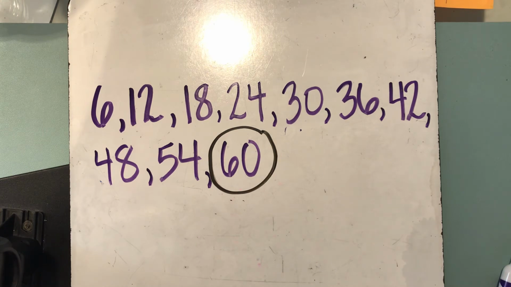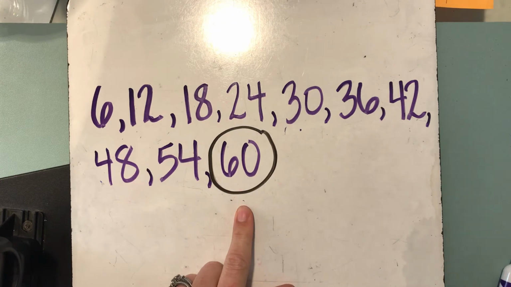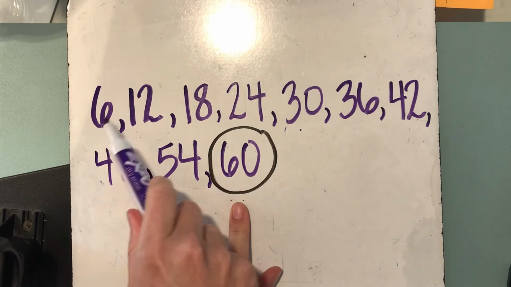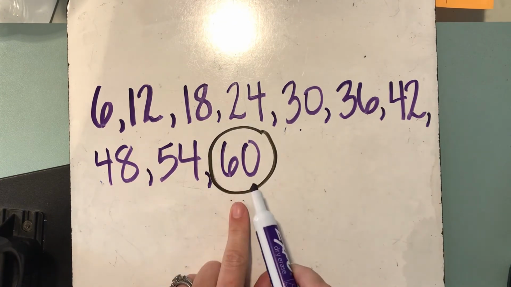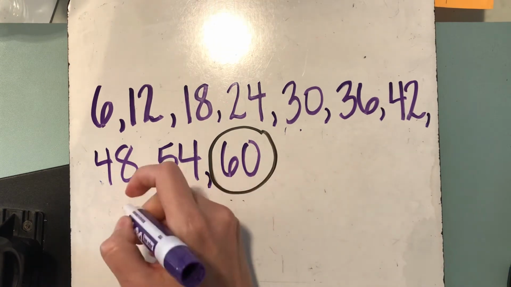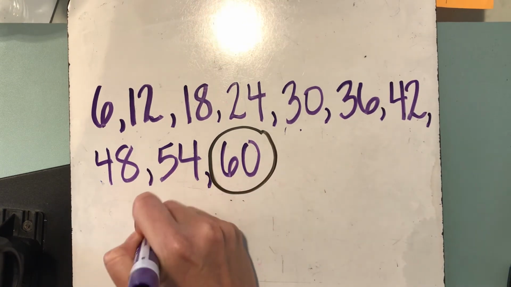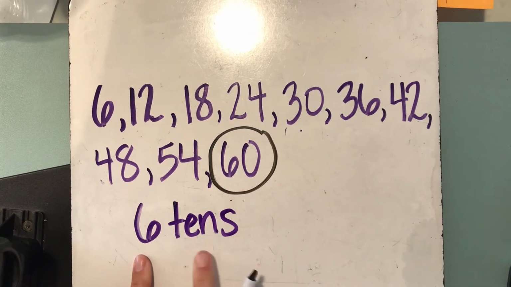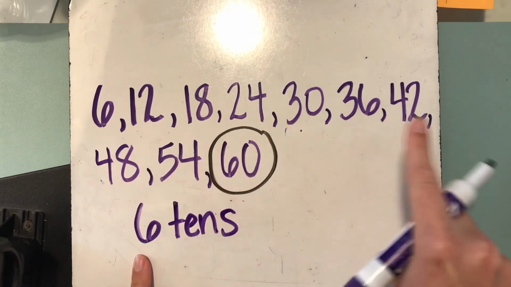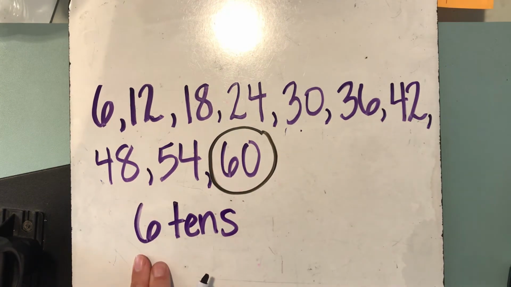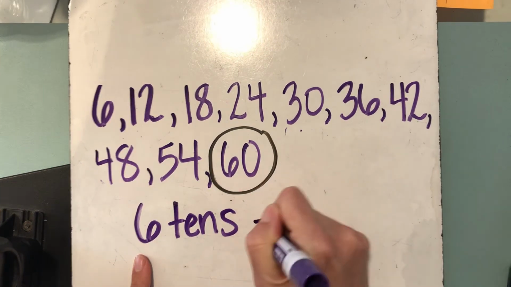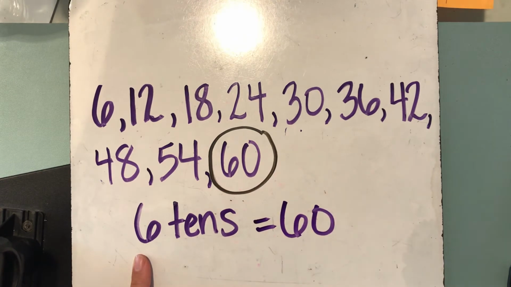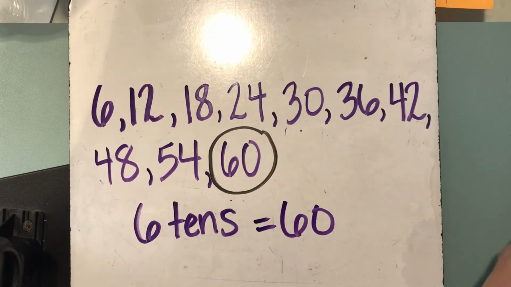60 is the same as how many 6s? Well, how many 6s did we skip count by? We skip counted by 6 tens. We skip counted 10 times by 6, and that gave us 60. Let's write down a multiplication sentence for this.